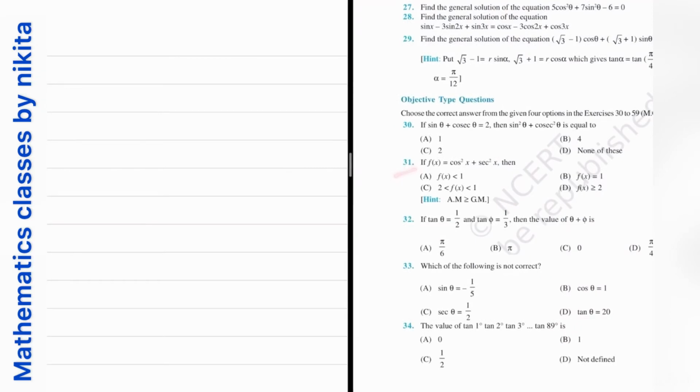So next question, question number 31, says if f of x is equal to cos square x plus secant square x, then f of x is less than 1, f of x is equal to 1, f of x is greater than 2 and less than 1, or f of x is greater or equal to 2. And one hint is given here that you know that the arithmetic mean of two numbers or more than two numbers is always greater or equal to their geometric mean.